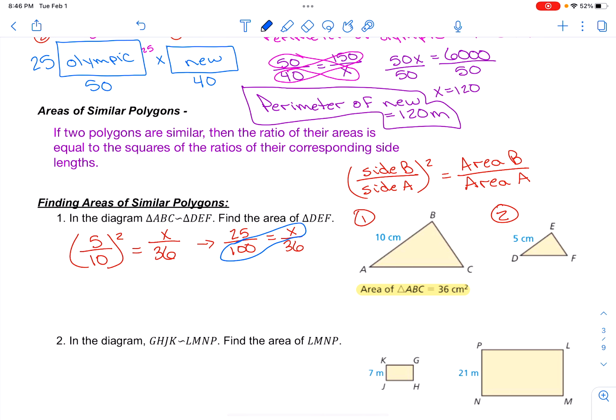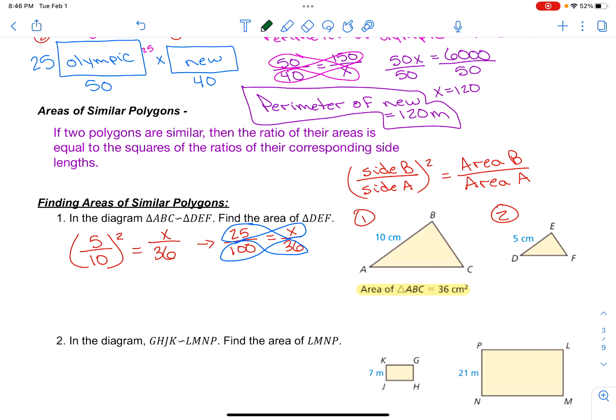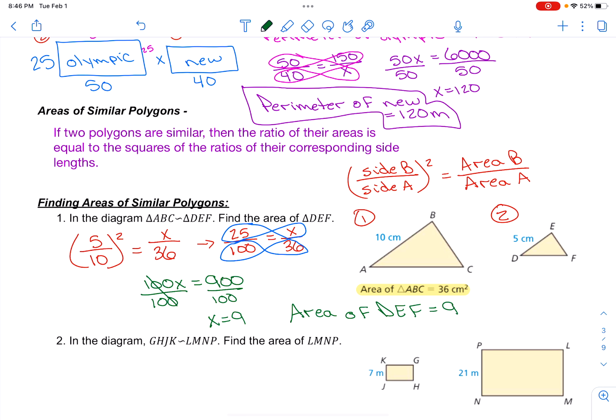So now we get to the point where we can cross multiply. 100 times x is just 100x. And then 25 times 36 is 900. And divide both sides by 100. You get x equals 9. So that means that the area of DEF is 9 centimeters squared. Area, your measurement is always squared.